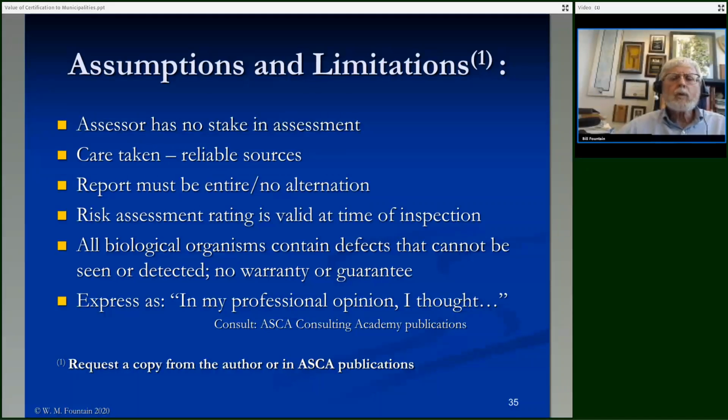So we look at the risk assessment rating as being valid at the time of the inspection. In other words, it's not valid anymore once you have gotten the report. Anything could happen that afternoon after I've left the tree. All biological organisms, including trees, do contain defects that we cannot see or detect, even with the most advanced equipment. So there is no warranty, no guarantee.